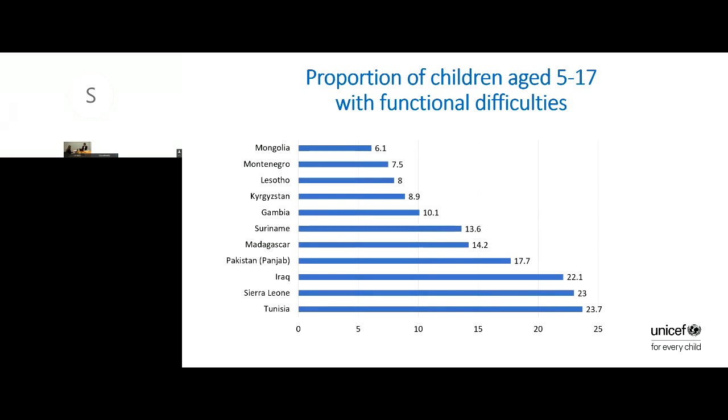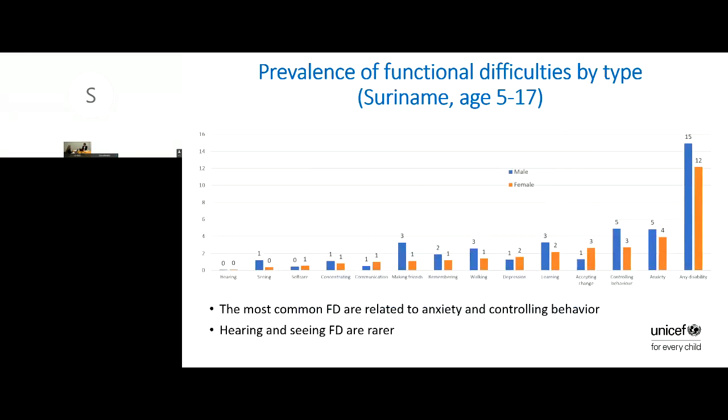And can you go next slide, please? Yes, but in general, this is a common pattern across countries where you see that anxiety, controlling behavior, accepting change, and depression show a quite higher rate of functional difficulties, whereas more physical domains tend to show lower prevalence rates. And overall, we expect around 10 to 20% of prevalence rate in total. But once you disaggregate, you see there are huge variations in terms of functional difficulty rates. Can you go next?